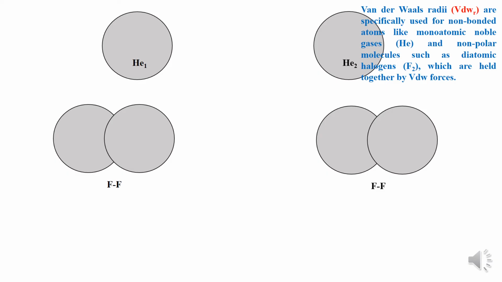Now let me explain the concept of van der Waals radii with respect to the monoatomic noble gas helium and a non-polar diatomic molecule, that is fluorine. Helium has atomic number 2, with 2 protons in its nucleus. There is a neighboring helium atom with 2 protons in its nucleus.